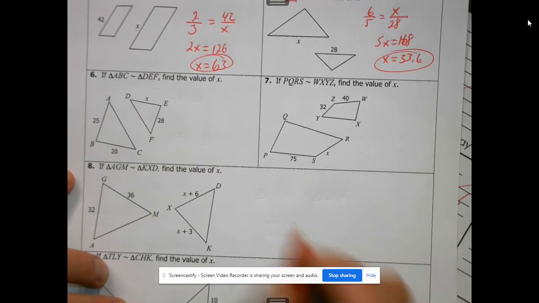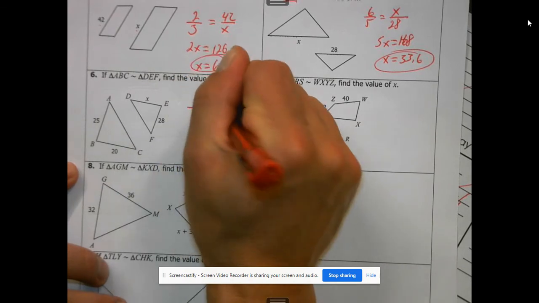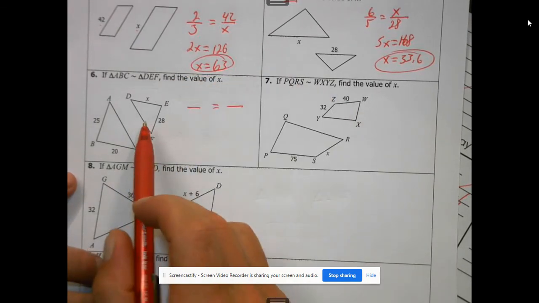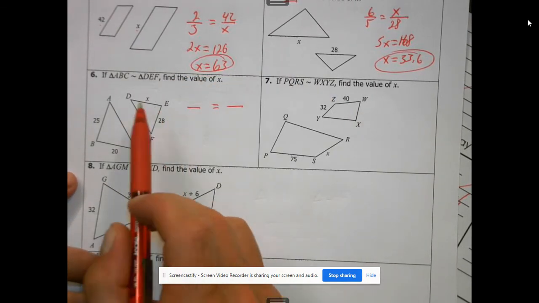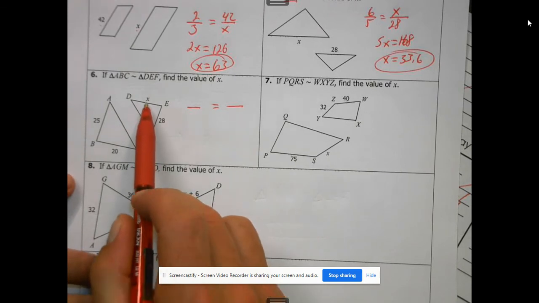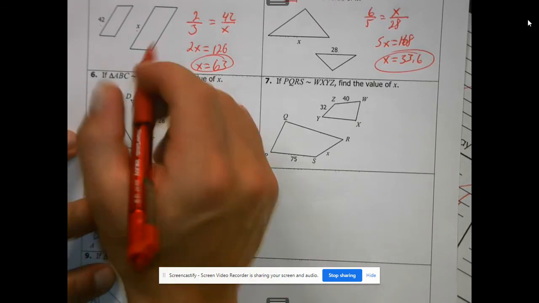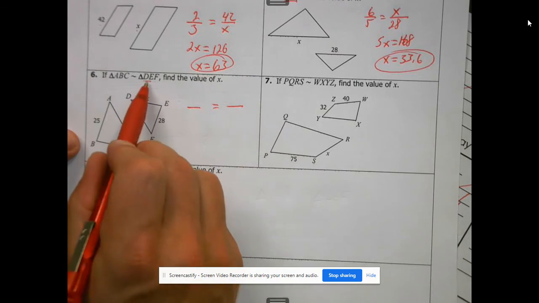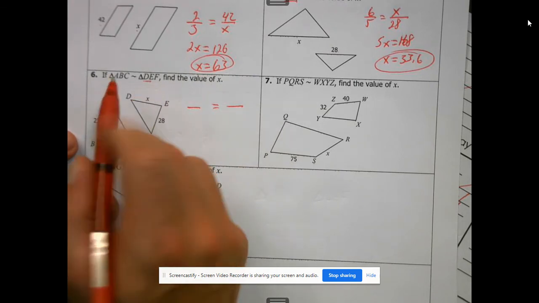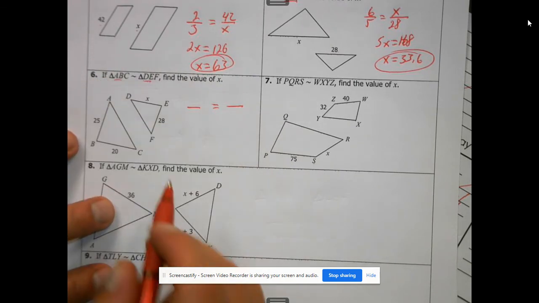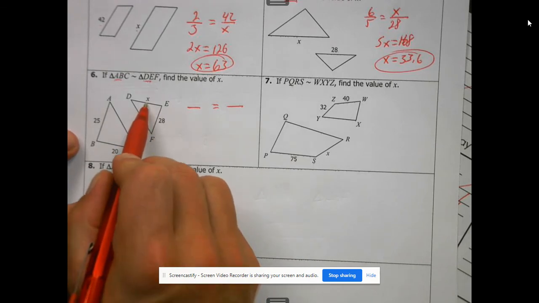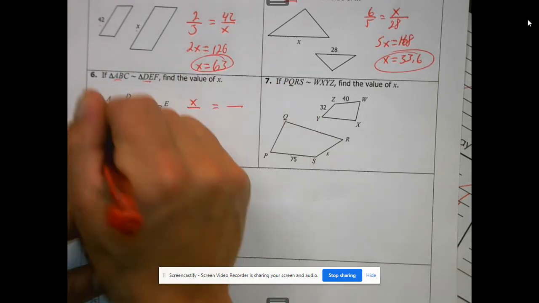Number 6, we'll set up our proportion. And now we've got to match up sides here. All right, the first one I'm going to start with is find the x. Found the x. X is in between D and E. What does D and E match up with? D and E matches up with A and B. So between D and E is x. Between A and B is 25.